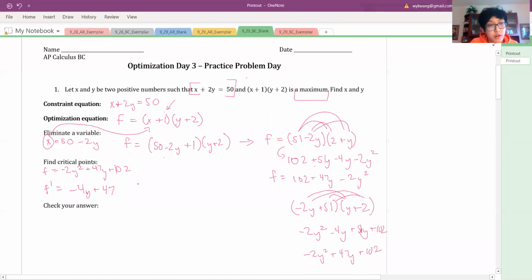And then to find the critical points, we always set our derivative equal to 0, and then we solve for our variable, right? So in this case, negative 4y plus 47 is equal to 0. So then we'll go to negative 4y is equal to negative 47. Right. So negative 4y is equal to negative 47. We're going to divide by negative 4 on both sides. So we're going to get y is equal to negative 47 over negative 4, or 47 over 4. So this is going to be our critical point.